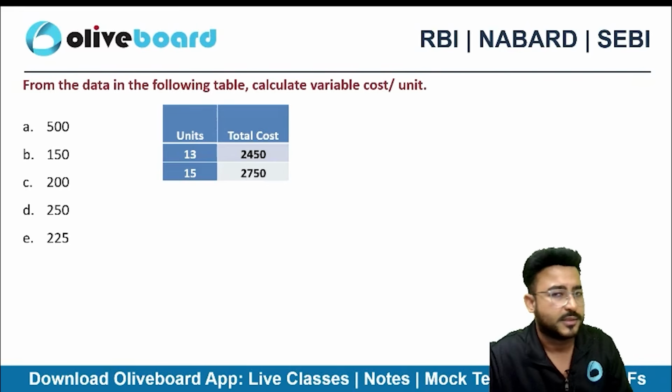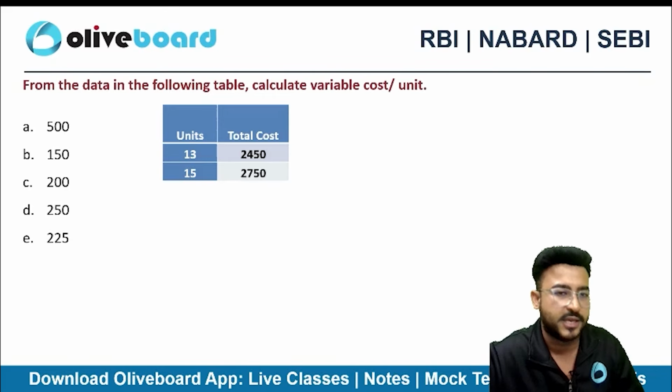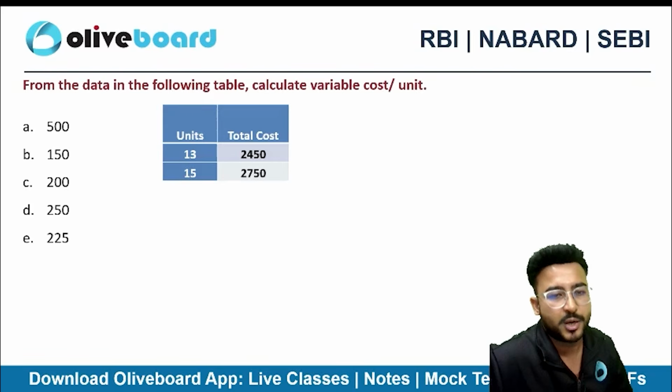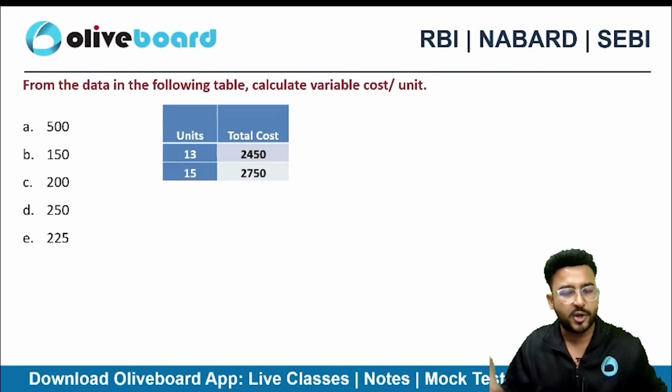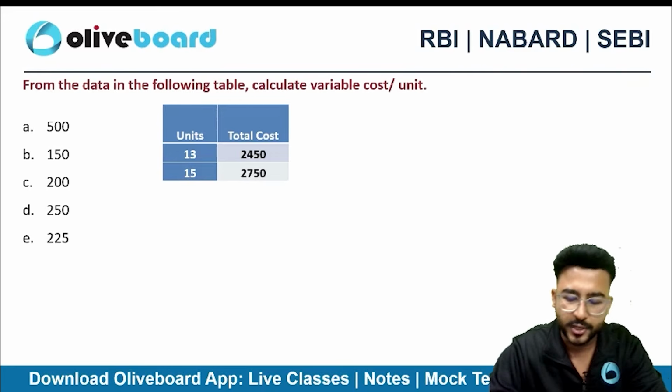So guys, here we are having a table. Units दे रखी है, total cost दे रखी है. We need to calculate the variable cost per unit. Take your time, calculate the answer. Take your time, no hurry.